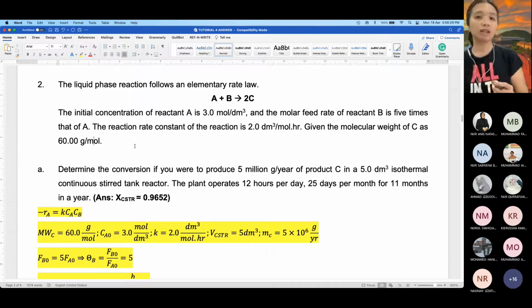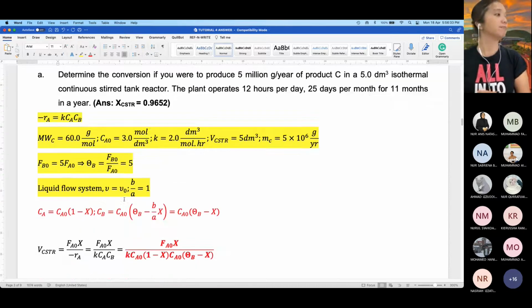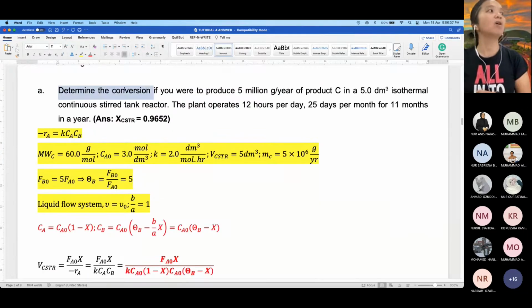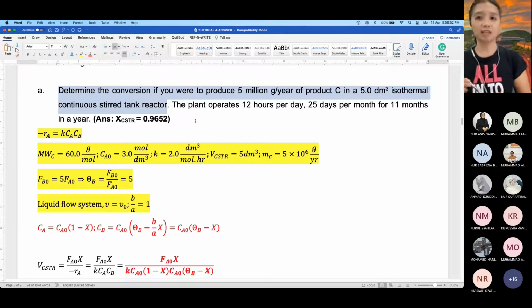Okay, tapi tu kita akan fikir kemudian lah macam mana kita nak gunakan. Okay, so let us go to the question. So dia kata soalan dia, determine the conversion if you were to produce 5 million gram per year of product C in a 5 dm³ isothermal continuous stir tank reactor.